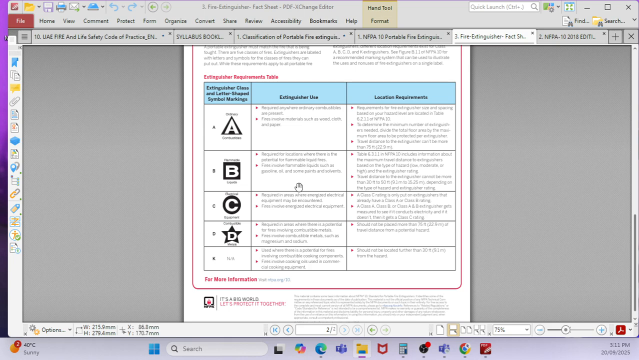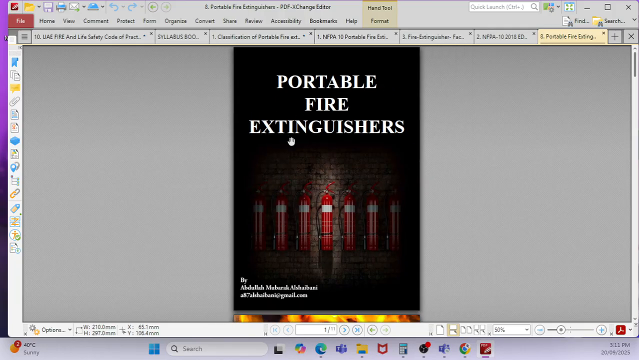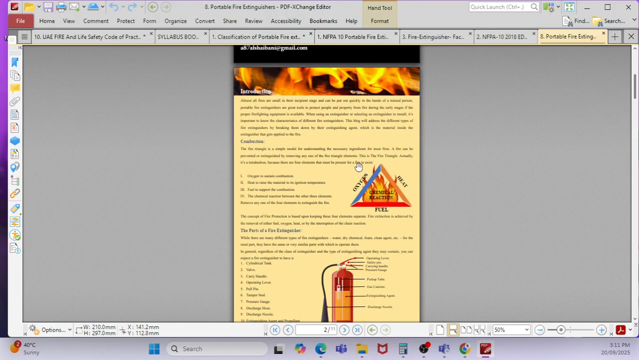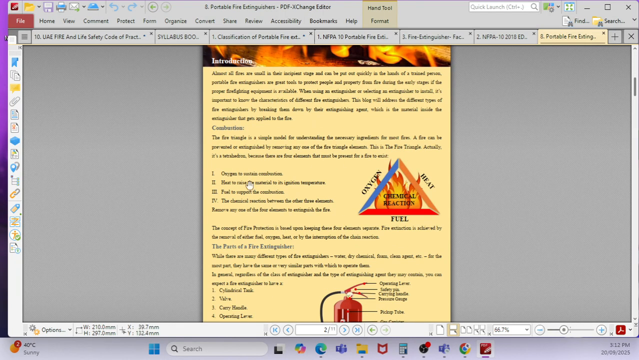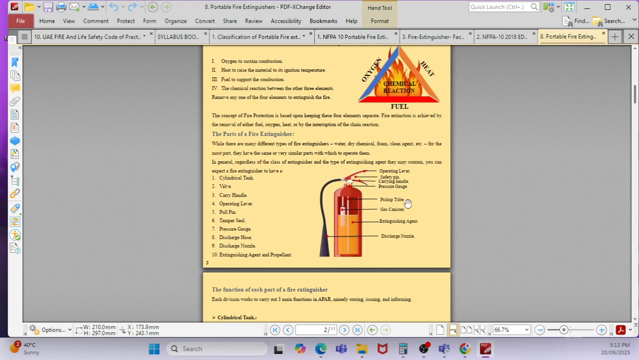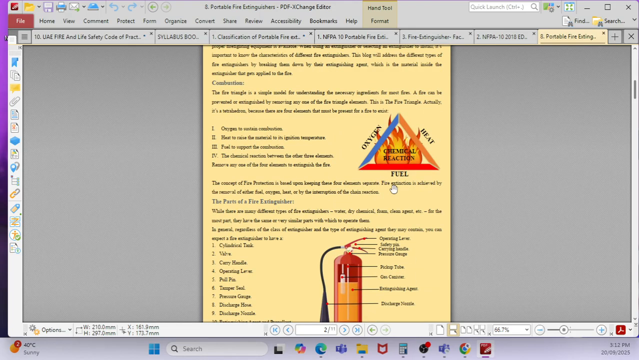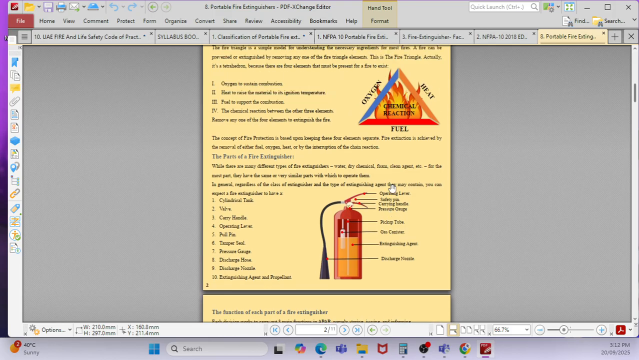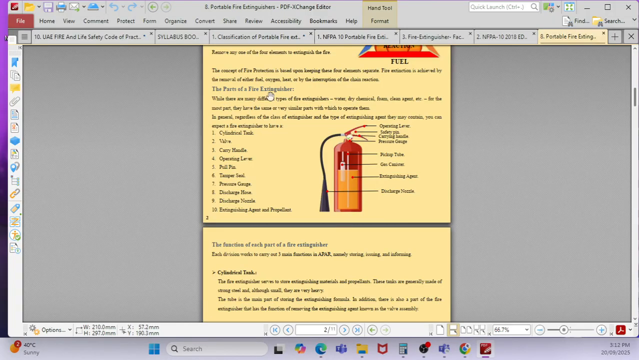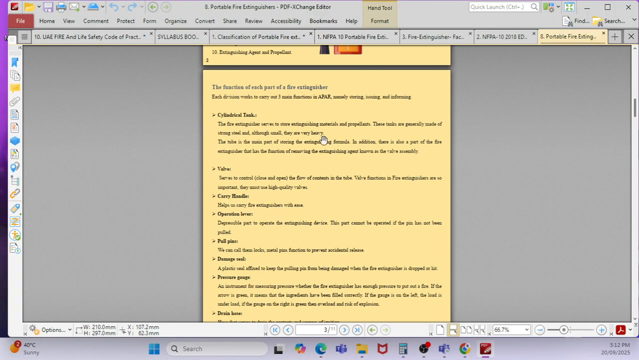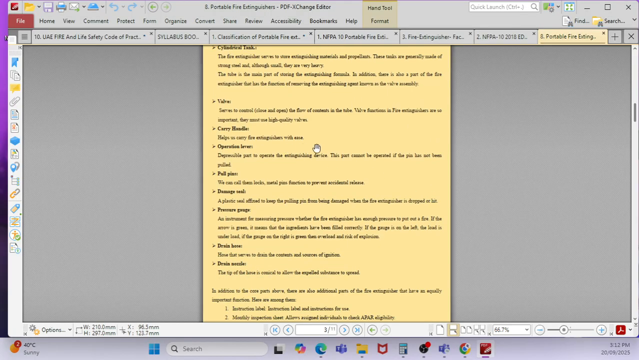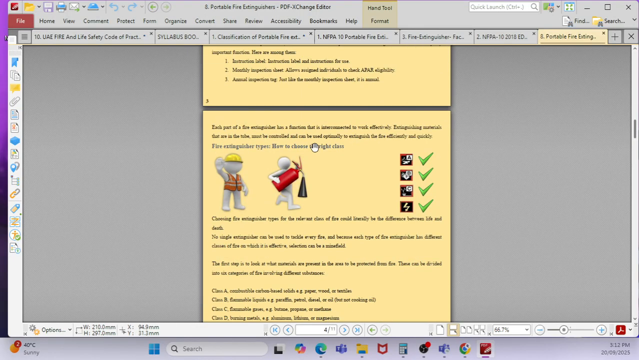There is another document about portable fire extinguishers. You can see the introduction: combustion, like you have a fire triangle, oxygen, heat, fuel, chemical reactions. And you can see the parts of the fire extinguisher and the function of each part: cylindrical tank, valves, carry handle.